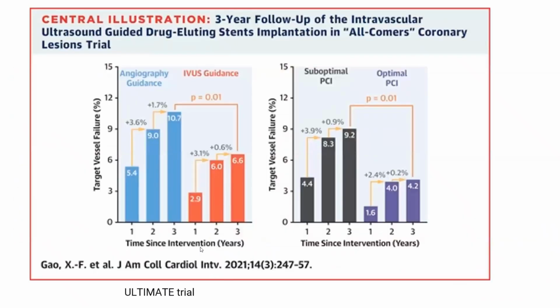This is from the ULTIMATE trial. Interestingly, the benefit from IVUS compared to angiography guidance accrues between 1 and 3 years. So IVUS provides intermediate but also long-term benefit on stent patency.